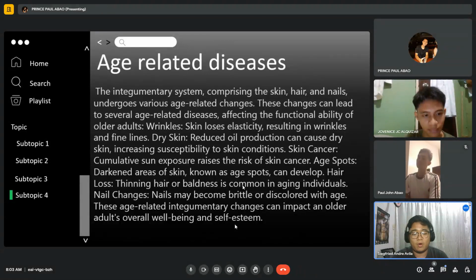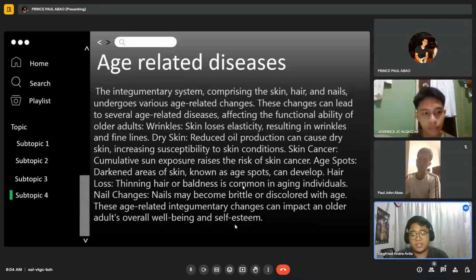Next is hair loss. Thinning of hair or baldness is a common age-related change, especially in men. This phenomenon, known as androgenetic alopecia, occurs due to a combination of genetic and hormonal factors. Hair loss can impact an individual's self-esteem and also his or her body image.